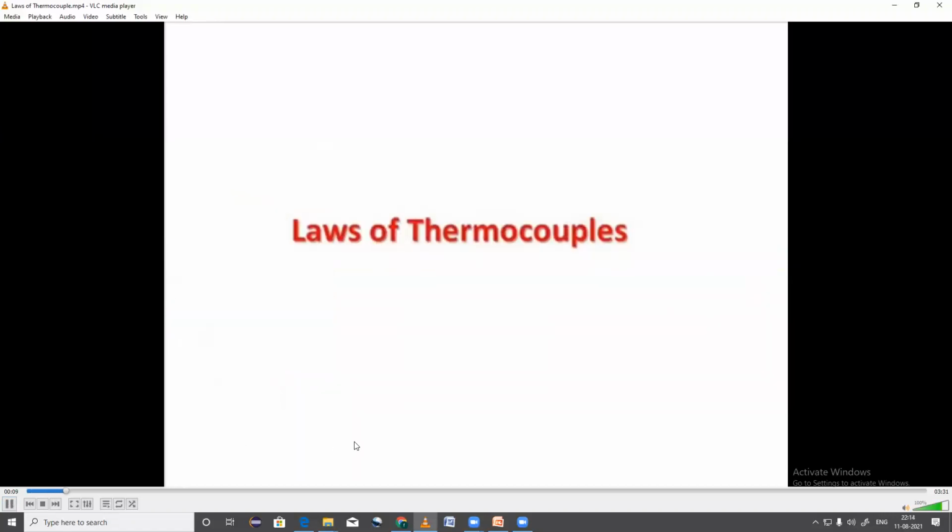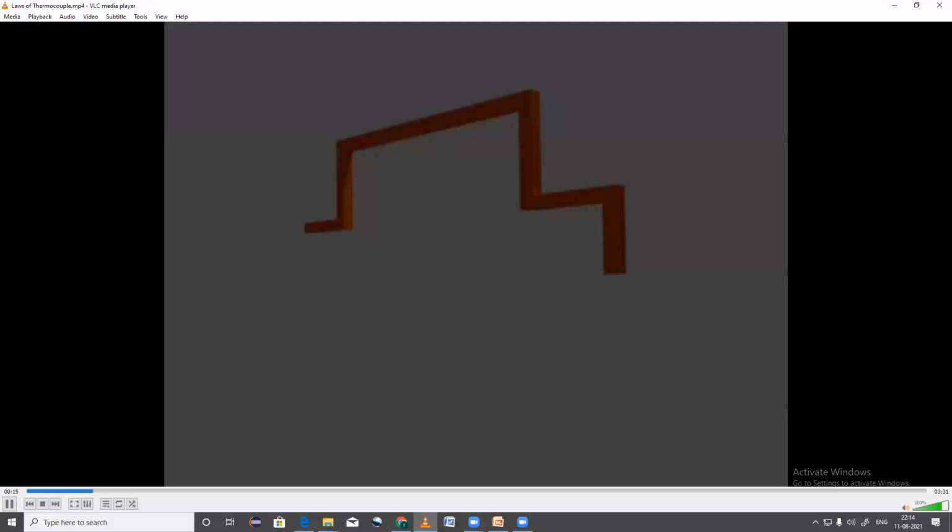Today's topic is laws of thermocouples. Let us take two dissimilar metals M1 and M2. One strip of metal M1 is shaped as you see here. Two smaller strips of metal M2 are shaped as you see here. Now connect these three strips in the way as shown here.